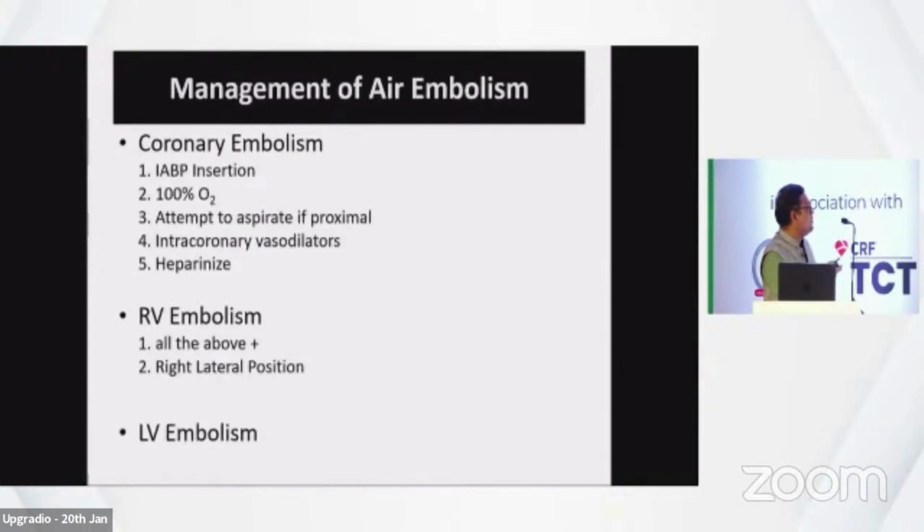So for coronary embolism, what you do is IABP insertion. I think this is one way, still the use of IABP. Whenever there is embolization, such as air embolism, it is a good idea to put in an IABP because it will support the circulation for some time. Give 100% oxygen, because remember, a bubble has nitrogen and 21% oxygen, so if you give 100% oxygen, the size will decrease. Then aspirate, and if it is proximal, intracoronary vasodilators can be given, and always heparinize the patient. So once air embolism happens, these are the things you do. If air embolism occurs into the right coronary artery, you can also take a right lateral position.